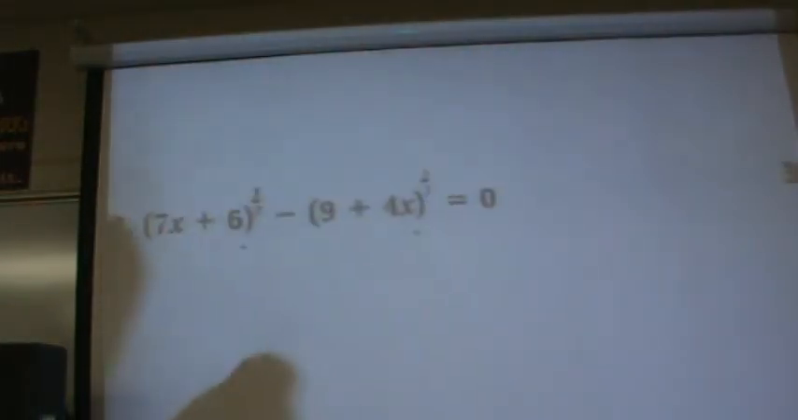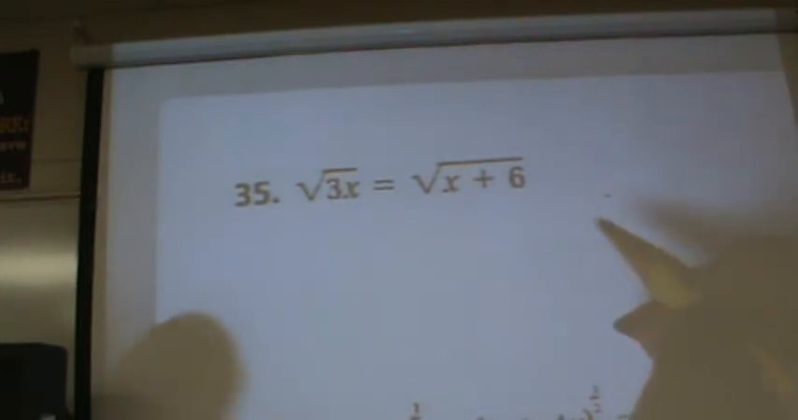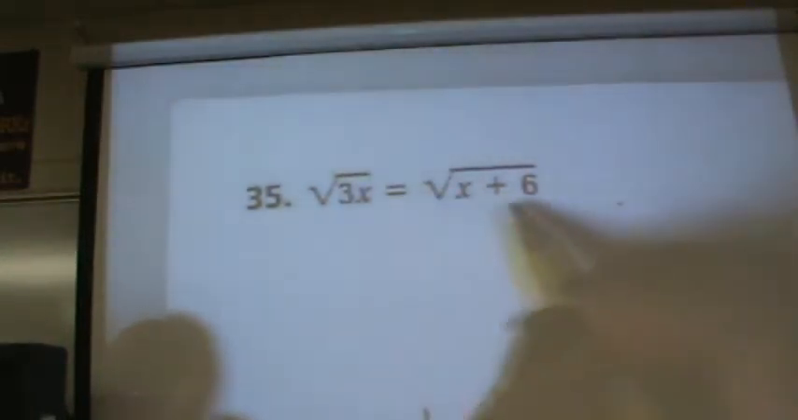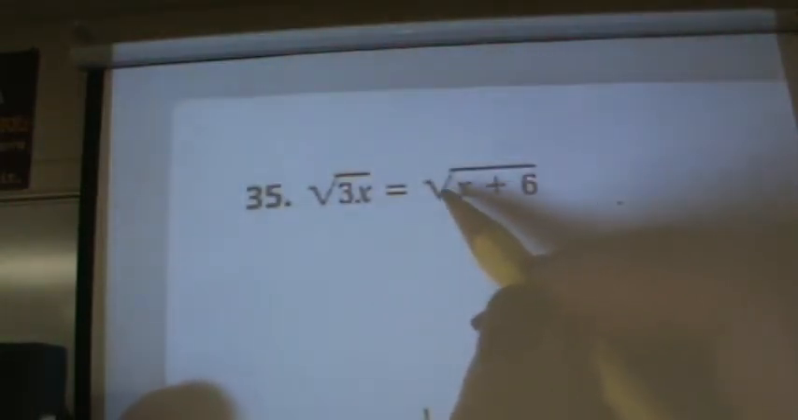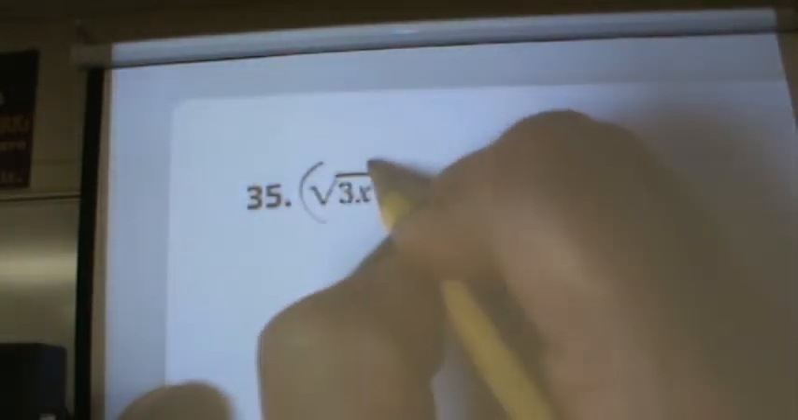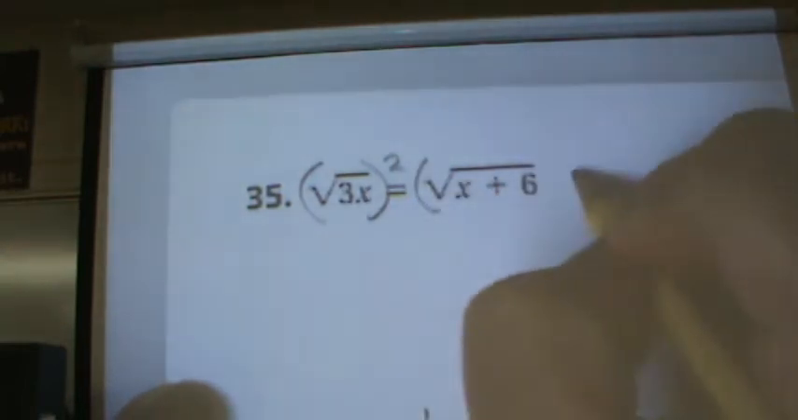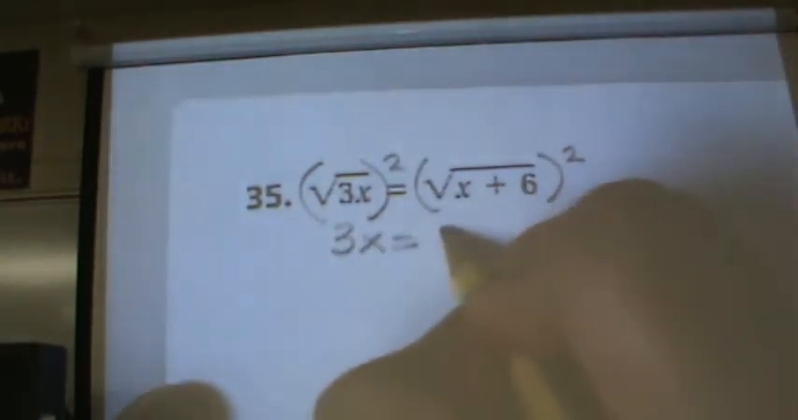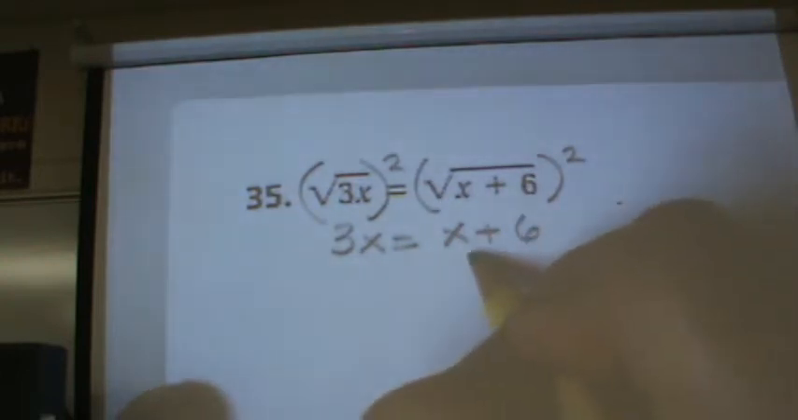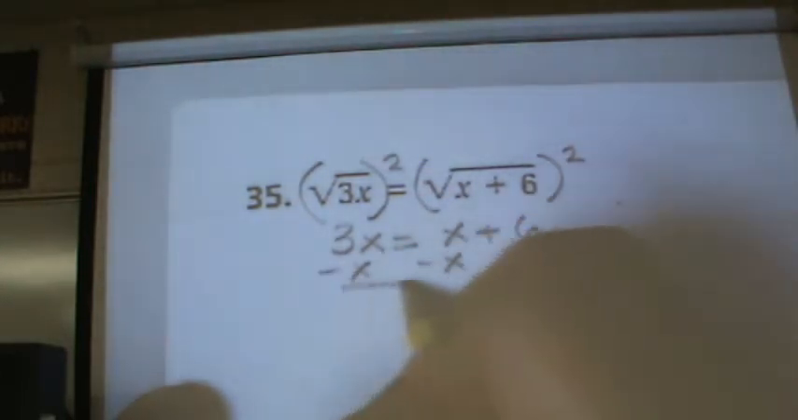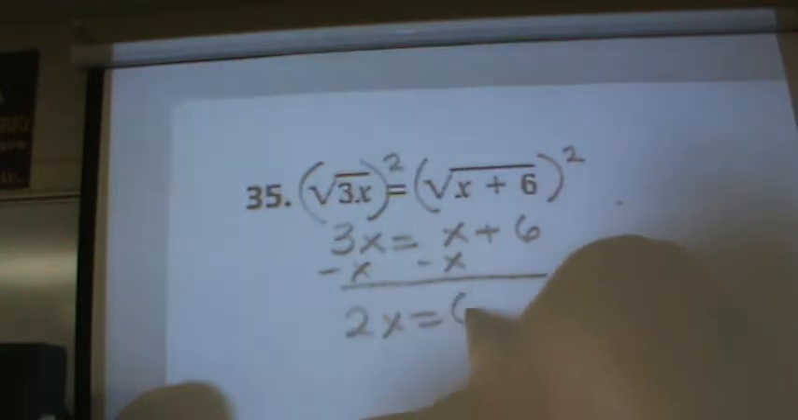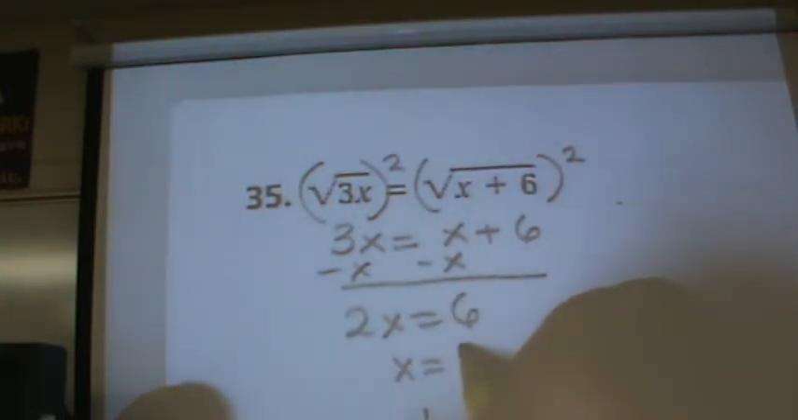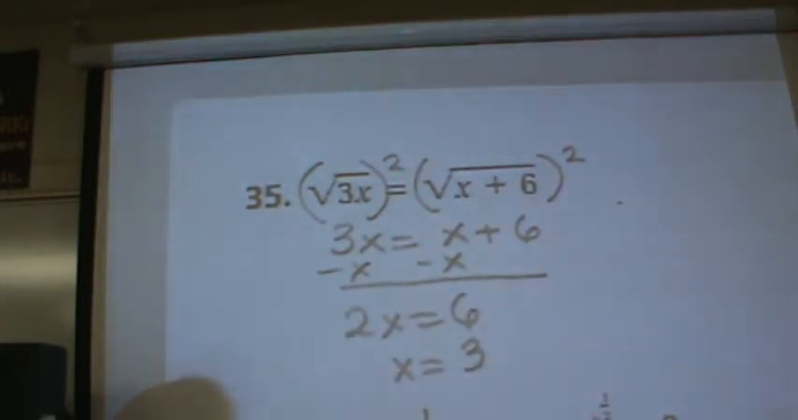Okay, backside. These ones are easy. How are you gonna do this one? Same thing, square both sides. If you square both sides, what do you get? 3x equals x plus 6. Then what? Then minus x to both sides. Good. And it's 2x equals 6. And what's x? 3. Yep. Good job.